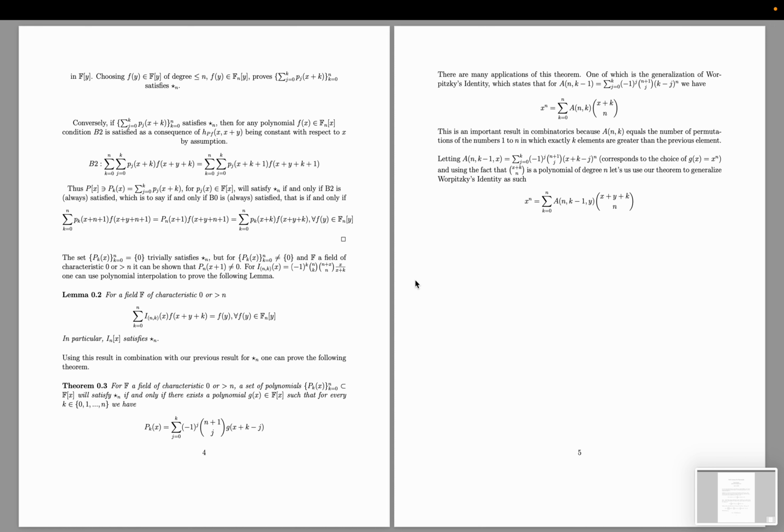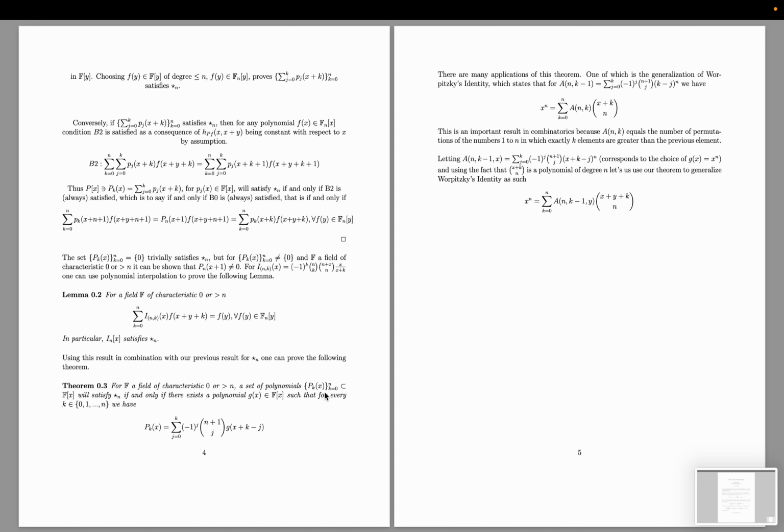So there are many applications of this theorem, one of which is the generalization of Worpitzky's identity, which states that for this function, we have this equality. And this might seem like a random function, but it's important in the context of combinatorics. This is not usually how the function is defined. A sub n,k is usually defined as being equal to the number of permutations of the numbers 1 to n, in which exactly k elements are greater than the previous element. But fortunately, it does have this nice closed form, which we can make use of.